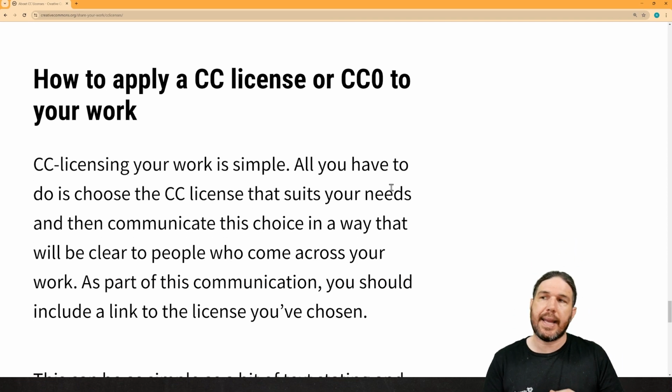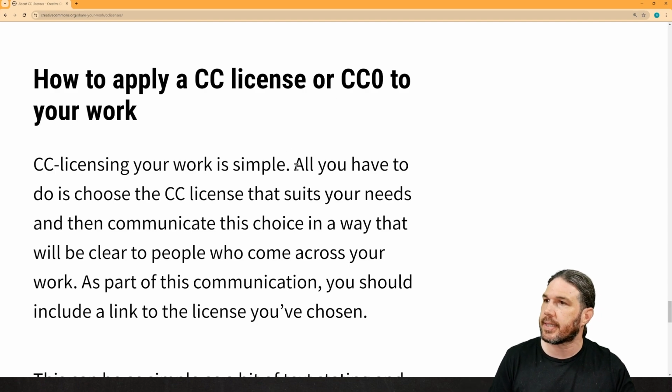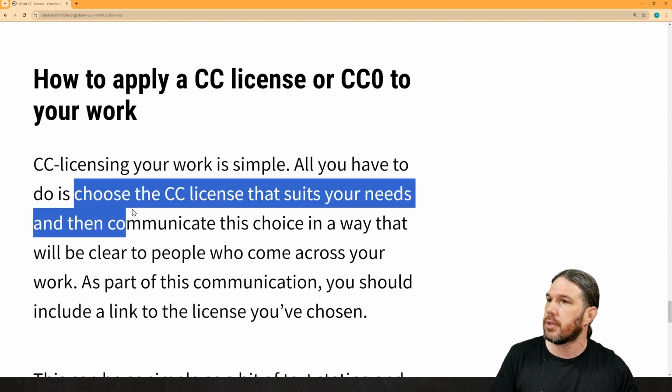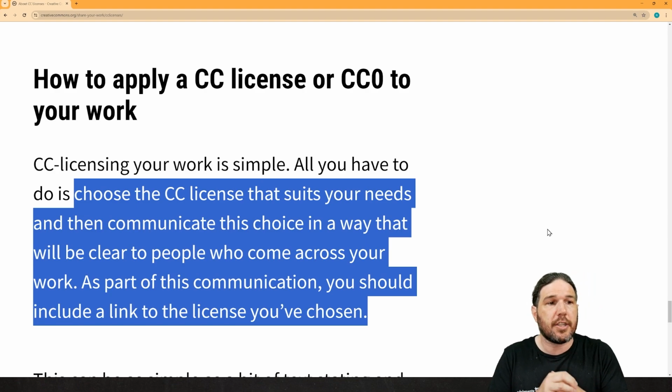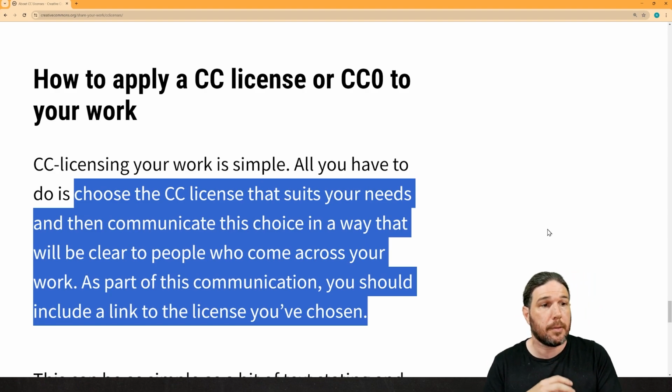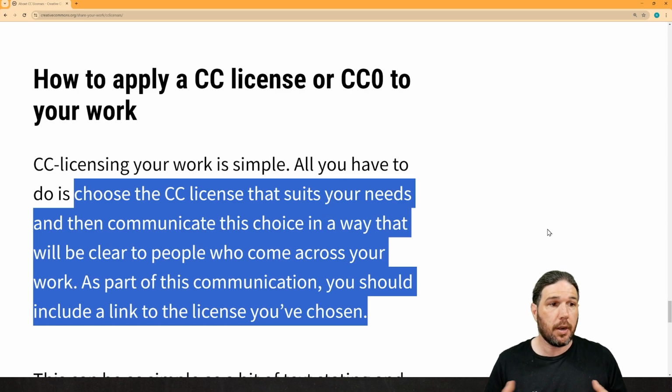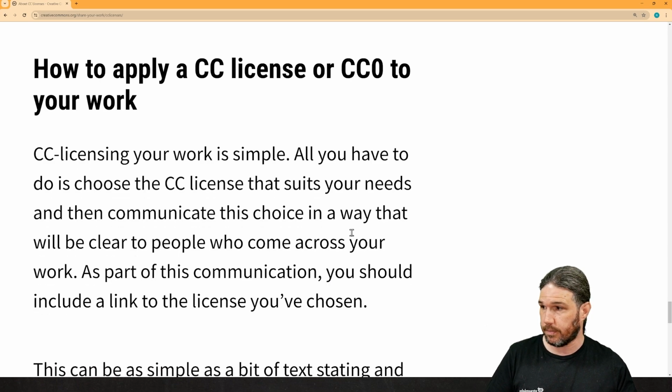How to apply a CC license or CC0 to your work. CC licensing your work is simple. All you have to do is choose the CC license that suits your needs and then communicate this choice in a way that is clear to people who come across your work. As part of this communication, you should include a link to the license that you've chosen.